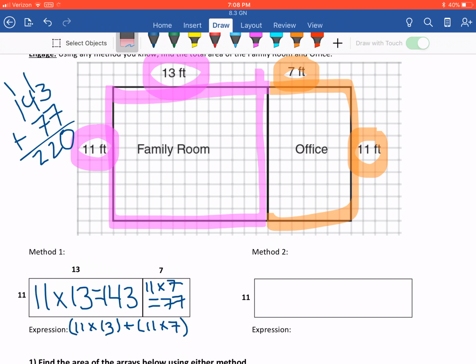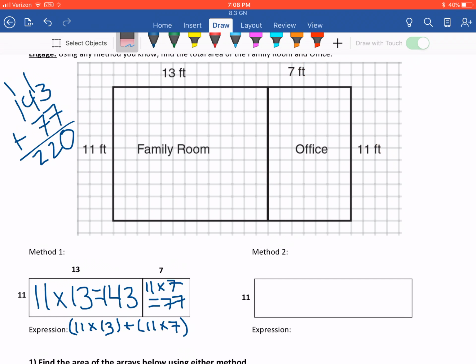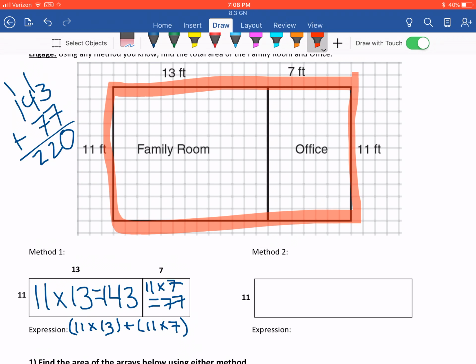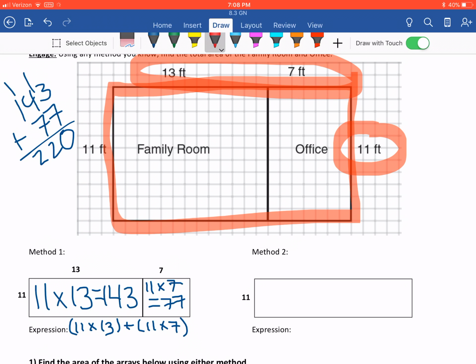Now, some of you may have done something a little bit different. Some of you may have been like, you know what? I can see that this entire room actually makes one big rectangle. This is 11 feet here, but up here, this is 13 and 7 feet. If I put those two together, 13 plus 7 gives me 20. So you may have noticed that this is an 11 by 20 rectangle. You might have added the 13 and the 7 to get 20, and then 11 times 20 also gives you 220.